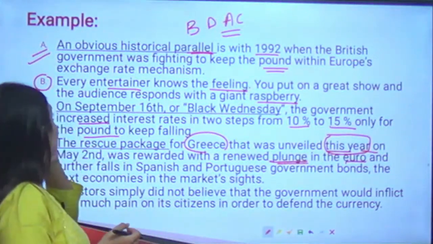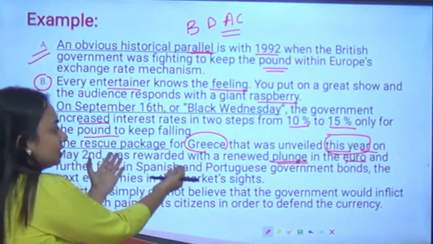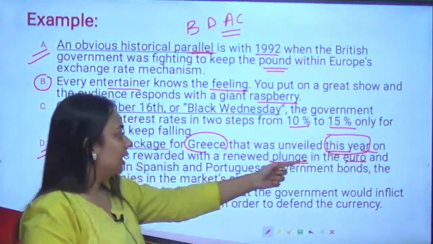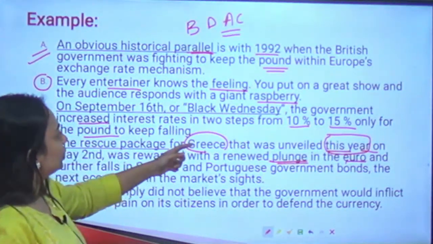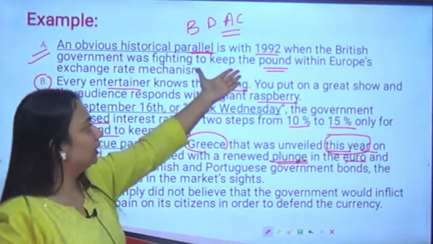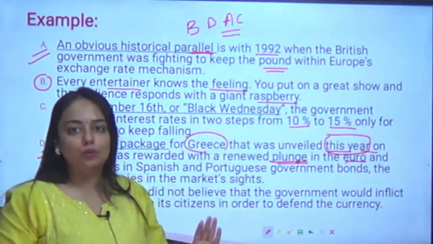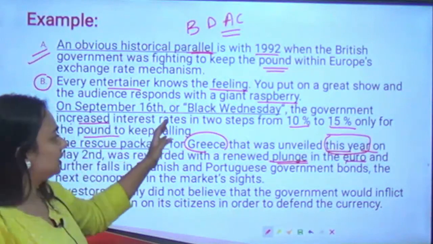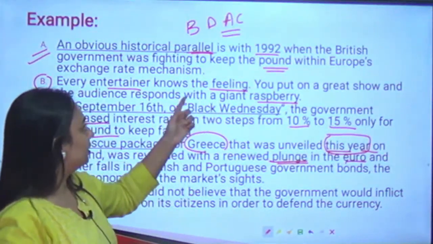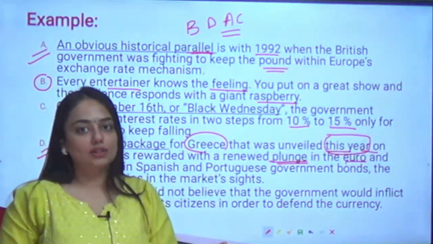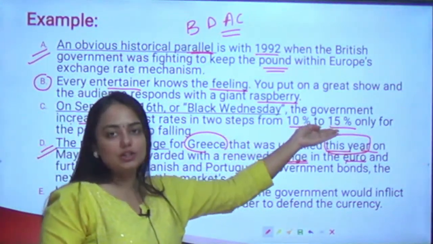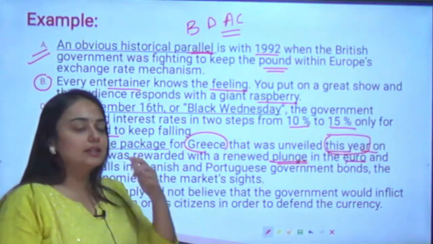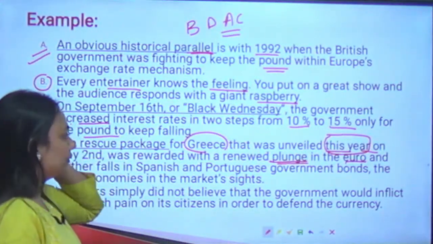Then the current situation was presented in D because this talks about this year. So if I look for the chronological pair, this year should come first. And then we drew an analogy from 1992, and I talked about the dip in the pound, or the plunge in the prices of the pound, which happened in Europe, which is further explained in C, which talks about 16th of September in 1992, which is also known as Black Wednesday, and further gives you some percentages to explain that it was really a bad day for all the people because of the falling prices of the pound, right?